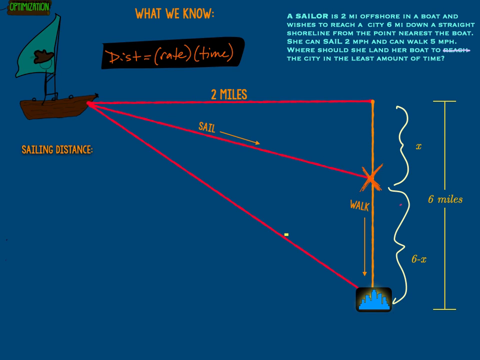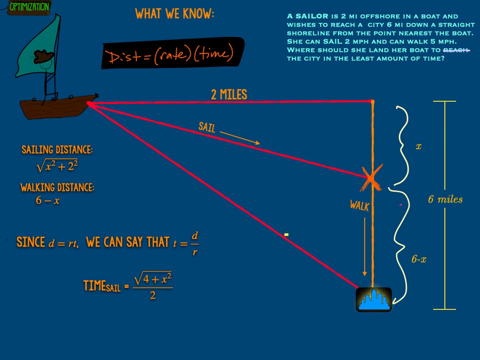So the sailing distance, we can use the Pythagorean theorem. That's going to be the square root of x squared plus 2 squared, that top triangle. And the walking distance, we know it's going to be 6 minus x. Okay, so we know that d is equal to RT, and we can solve for t. So t is equal to d over r. So now the time to sail is going to be the square root of 4 plus x squared over 2, and the time to walk we know is going to be 6 minus x divided by 5. So how do we know it's going to be 2 and 5? Well, 2 miles per hour to sail, 5 miles per hour to walk.